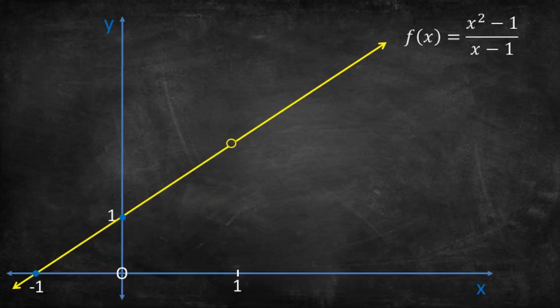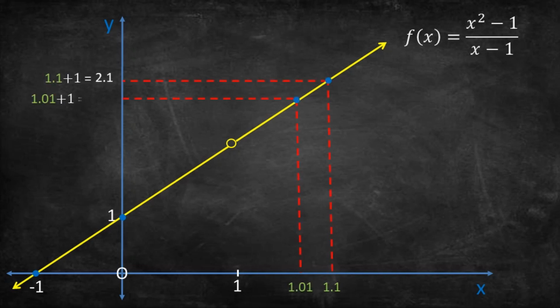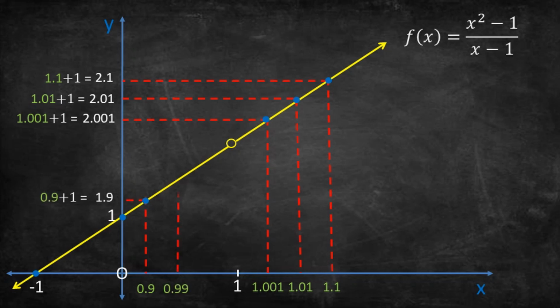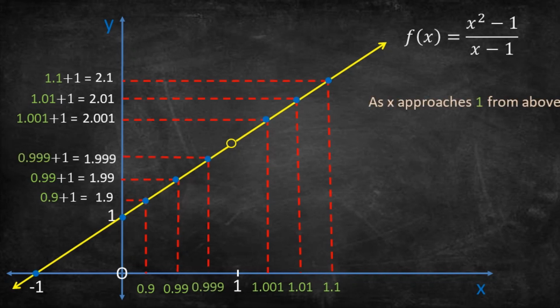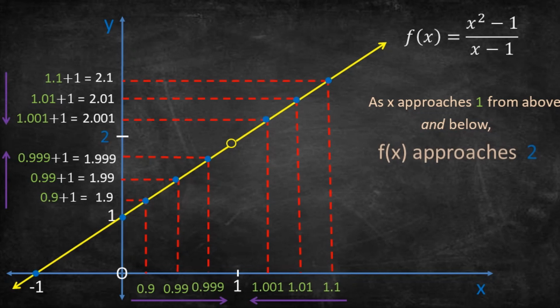In order to find the limit of f of x as x approaches 1, we can once again approach x equals 1 from both above and below and find the corresponding function values. And once again we find that as x approaches 1, f of x approaches 2, and hence the limit of f of x as x approaches 1 equals 2.